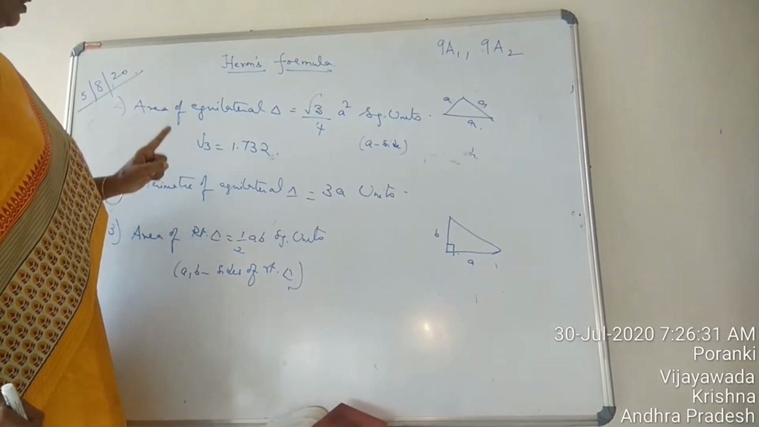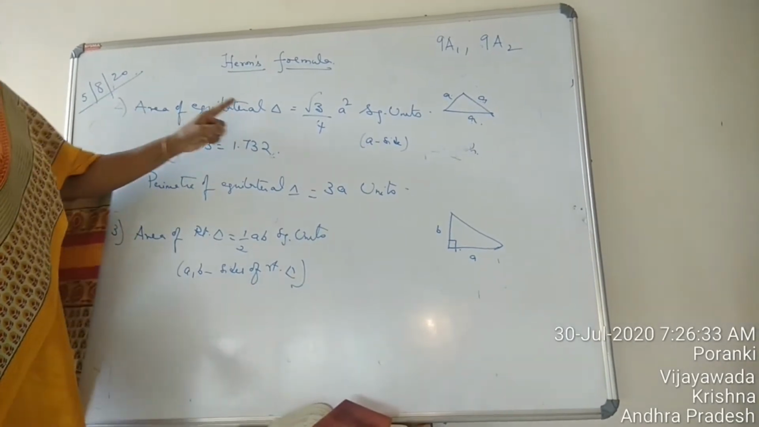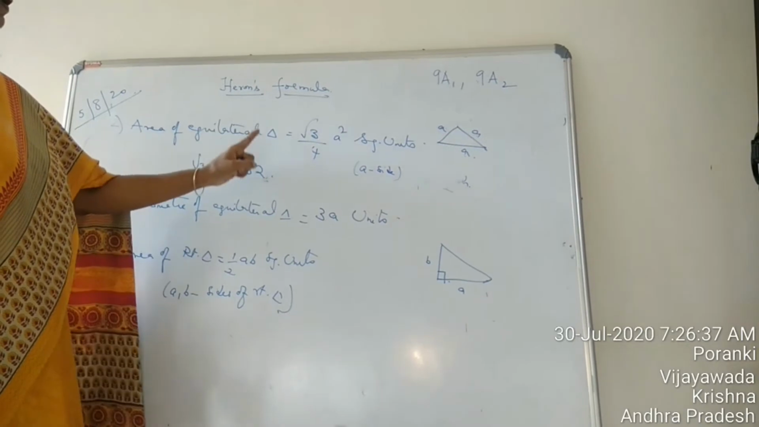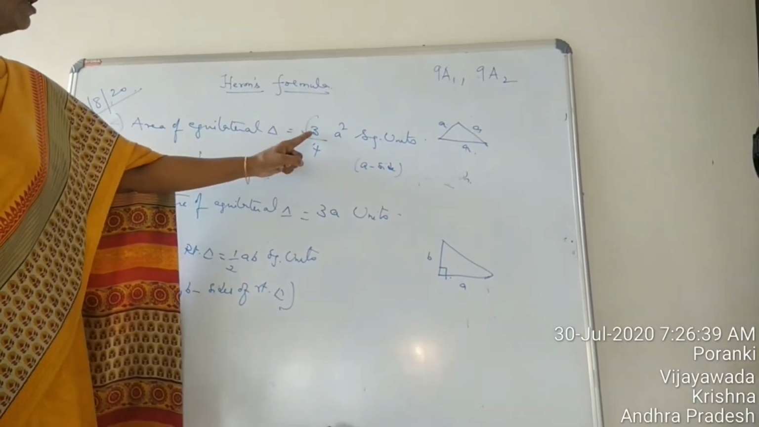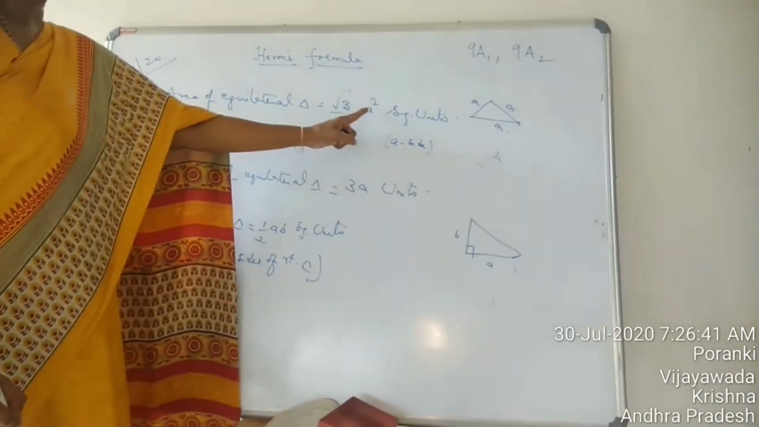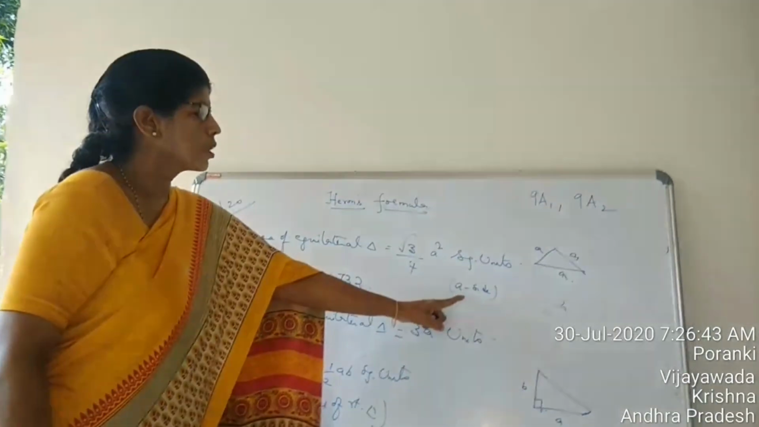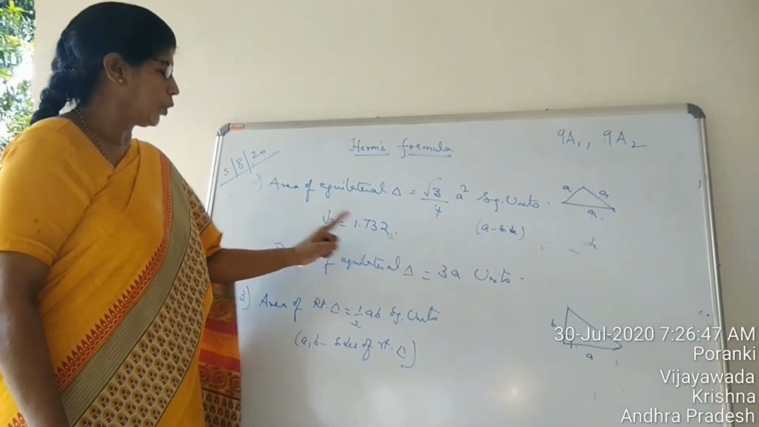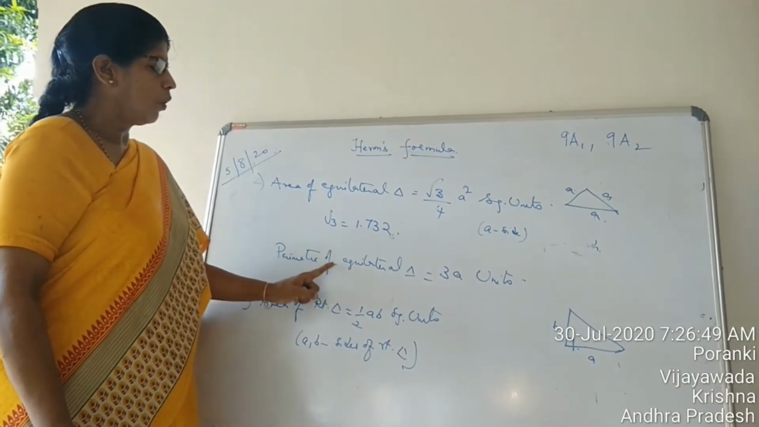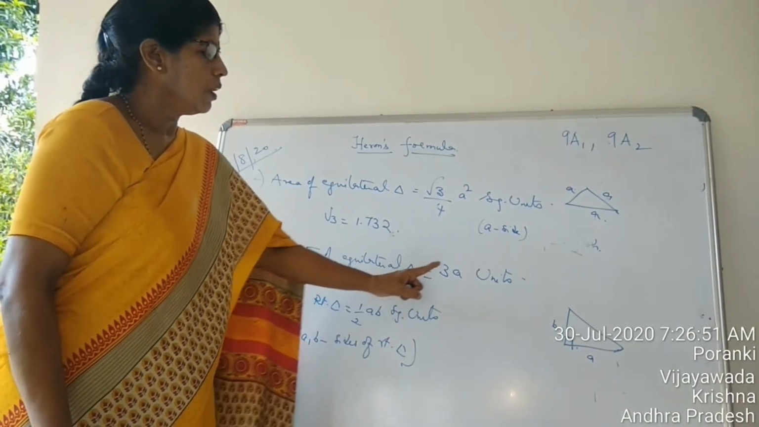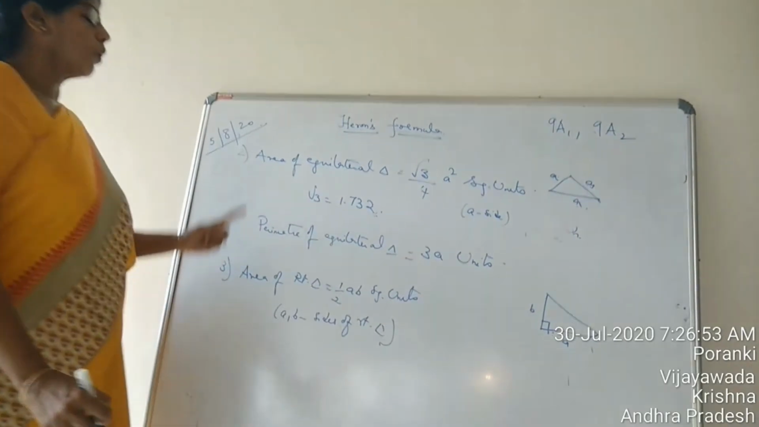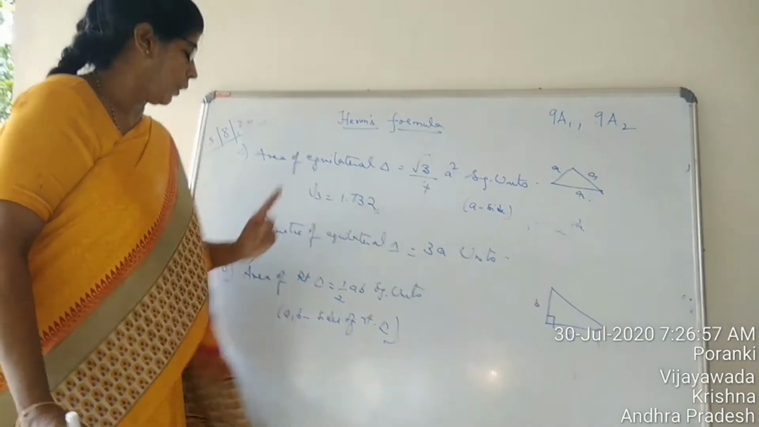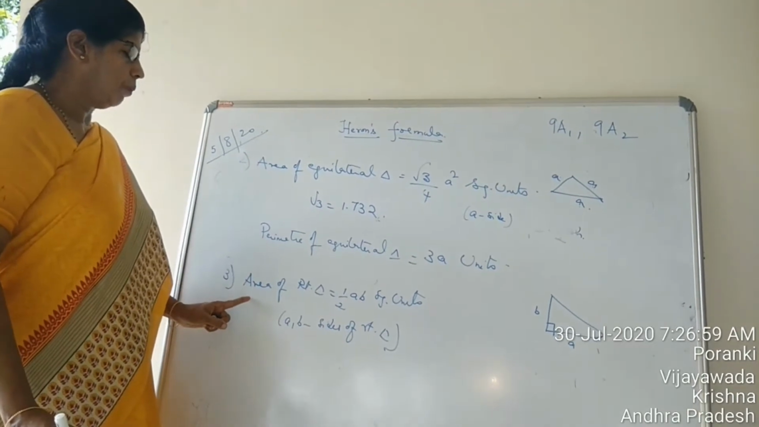S stands for semi-perimeter. Next, area of equilateral triangle is equal to, what is an equilateral triangle? All the sides are equal and the formula is root 3 by 4 a square, where a stands for side, and the value of root 3 is 1.732. Perimeter of equilateral triangle is equal to 3a units. All the sides are equal, so you can write it as 3a.